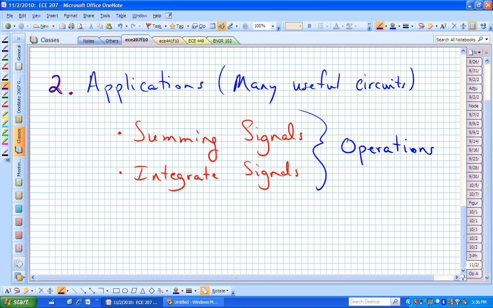You might be saying, well, where did he come up with this operational amplifier? These are operations, adding and integrating. You can build those capabilities out of these little triangles. That's just the circuit symbol. That's not necessarily what they physically look like.